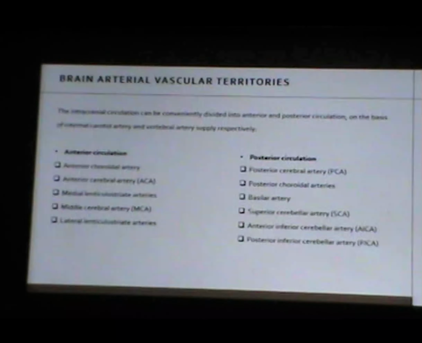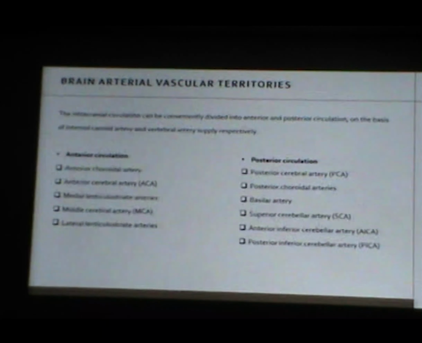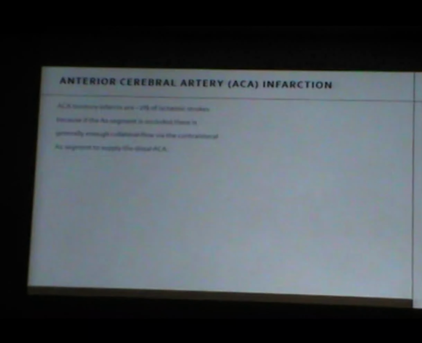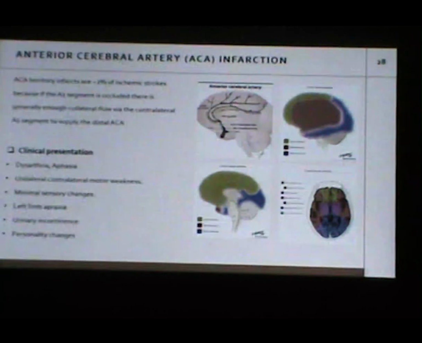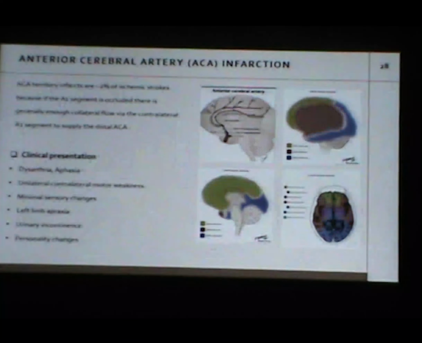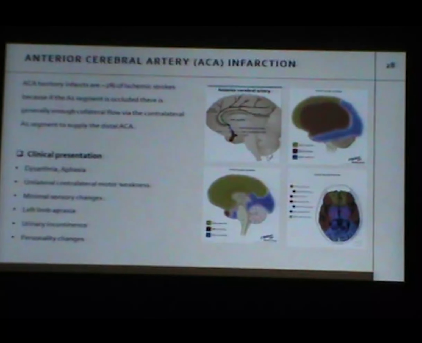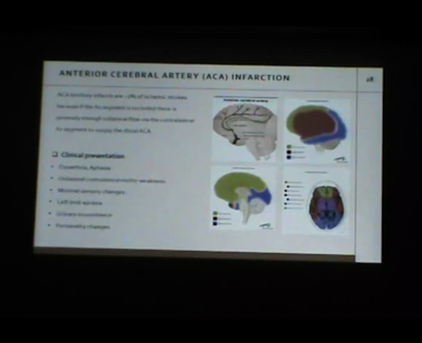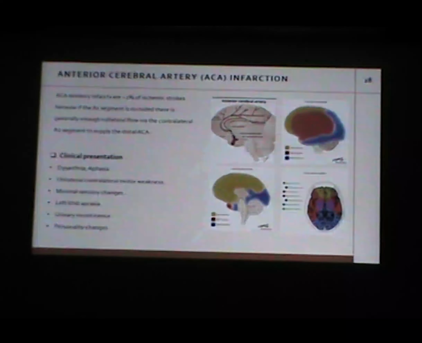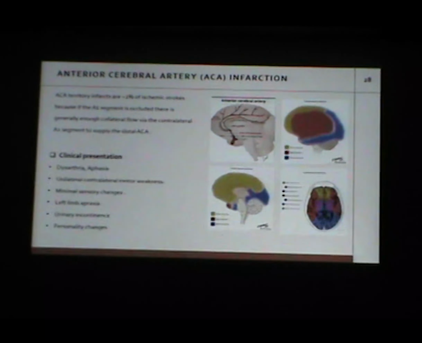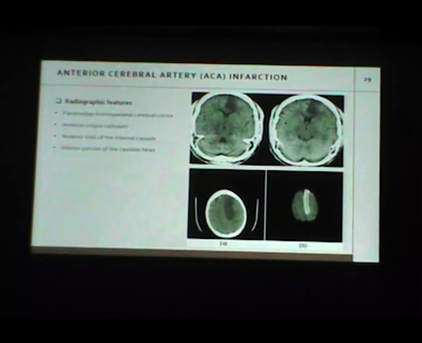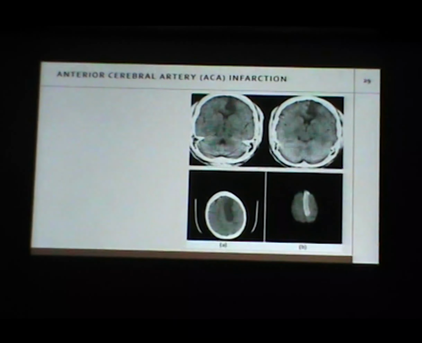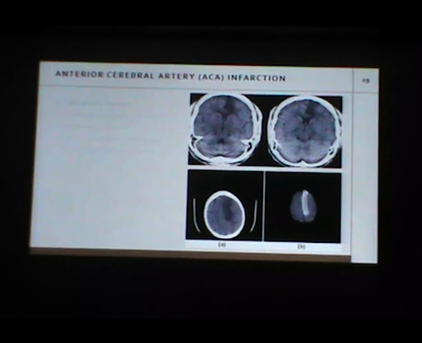We can see symptomatology according to the anatomical site of the lesion, either in the anterior or the posterior circulation. So, the anterior cerebral artery supplies the medial and superior parts of the frontal lobes and the anterior parietal lobe, showing the symptoms of dysarthria, aphasia, unilateral contralateral motor weakness, left limb apraxia. Apraxia means inability to carry out learned purposeful movement. Also urine incontinence and personality changes. Some CT brains showing the lesion of the anterior cerebral artery.